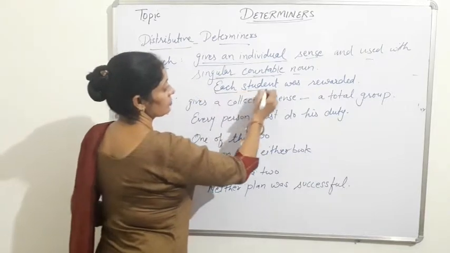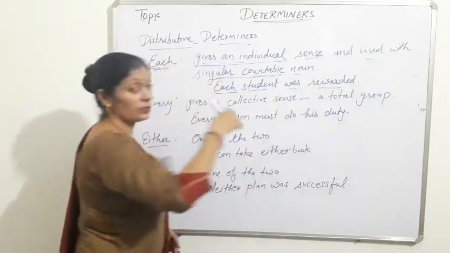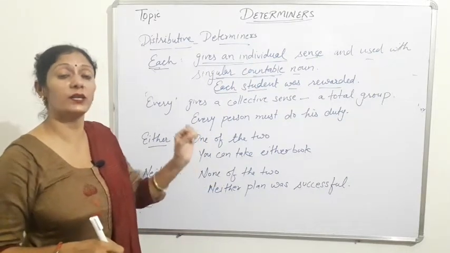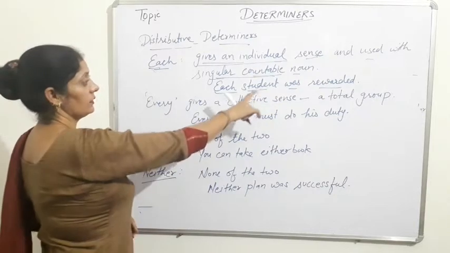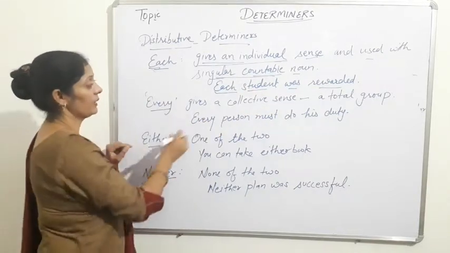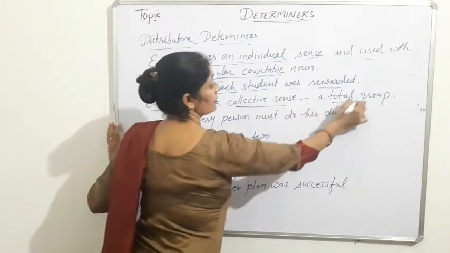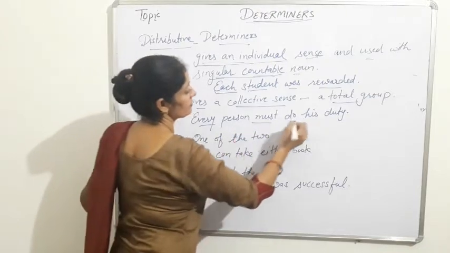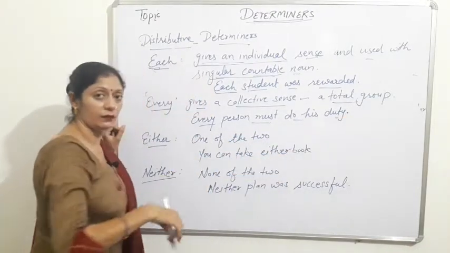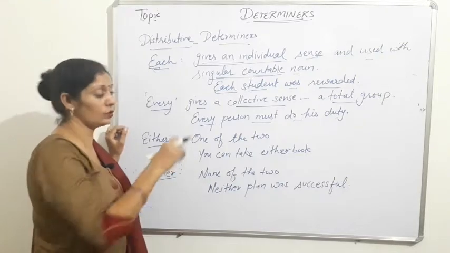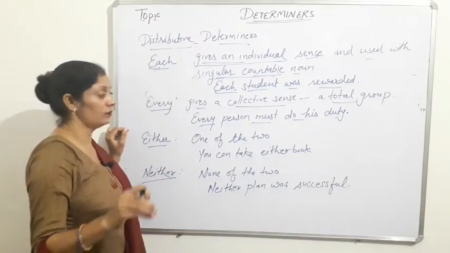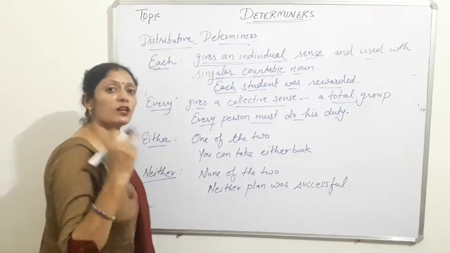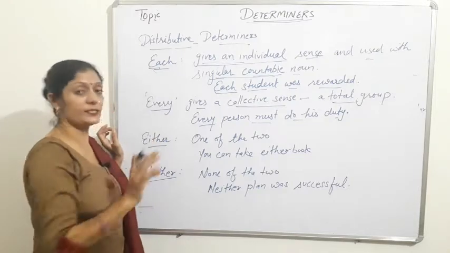For example, each student was rewarded. It means each student. If there is 50, it means all the 50. Next one is every. Every gives a collective sense. It means a total group, refers to a total group. Every person must do his duty. When we address the whole class, we use every. Every student will remain present tomorrow, and each student must bring his or her book. I hope difference is clear.